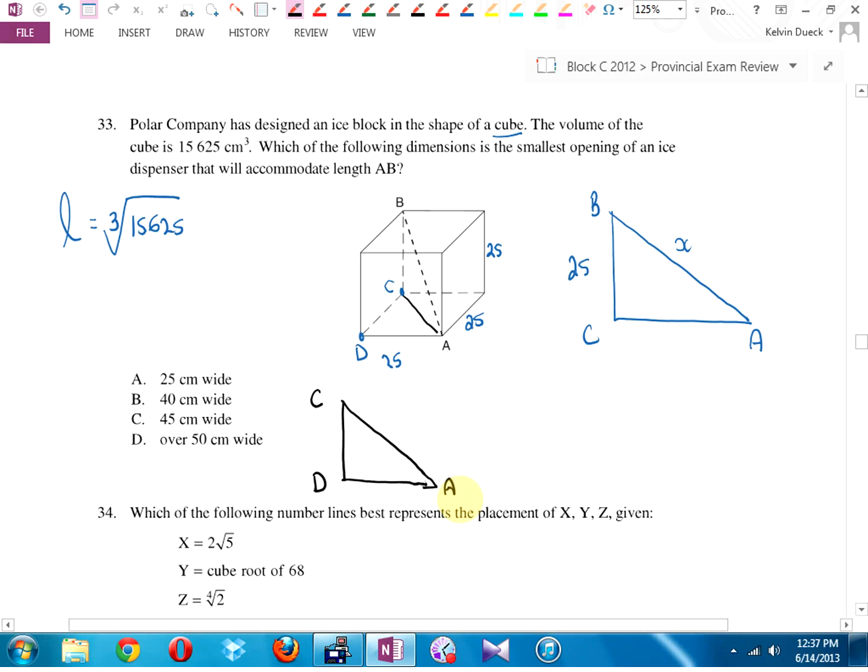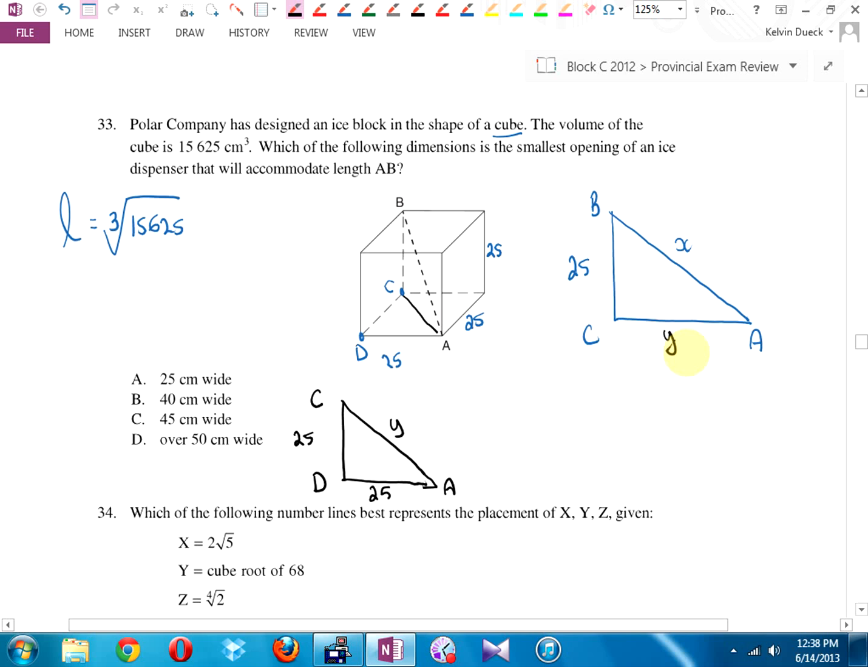How long is CD? 25. I agree, that's 25. How long is DA? 25. I agree. CA, I've already used X. What would be a good letter to use now? Y, and I think that's that length there. Suggestions? Pythagoras. How many times? Twice. Pythagoras to get the floor diagonal, and then Pythagoras again to get the, I don't know what you'd call that, top opposite to bottom close diagonal.